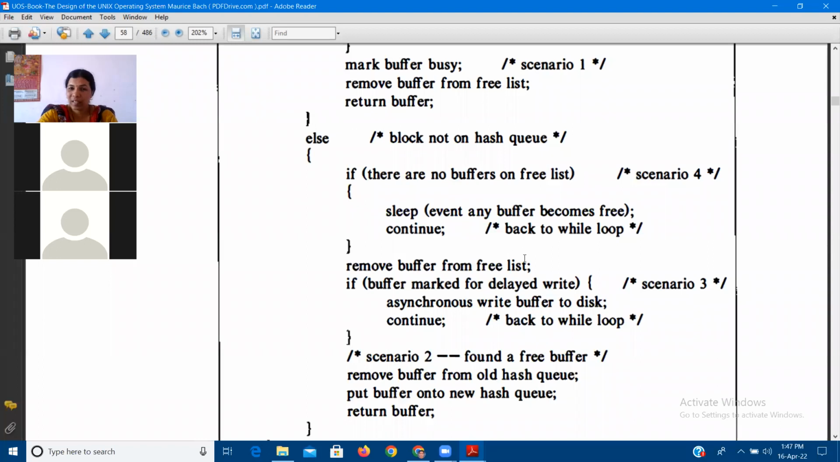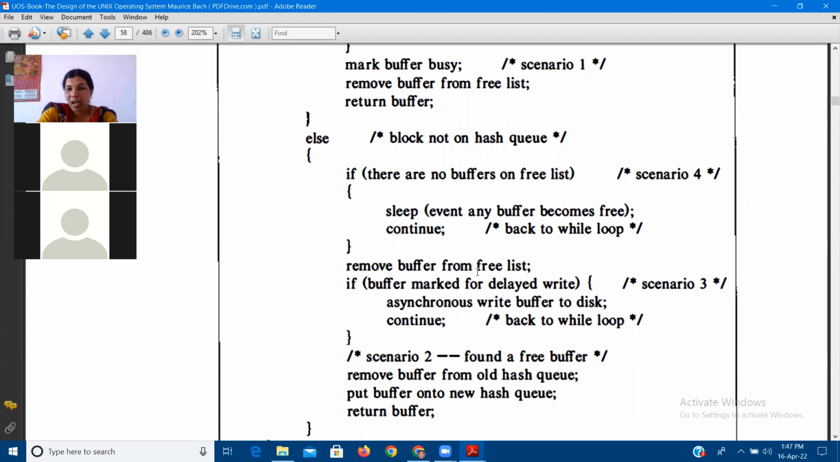फ्री लिस्ट मध्ये जर बफर असतील, फ्री बफर्स असतील तर तो काय करेल, अकॉर्डिंग टू सेकंड सिनेरिओ इट रिमूव्स दॅट बफर फ्रॉम द फ्री लिस्ट. कुठला बफर रिमूव्ह केला जातो, जो हेडला आहे. अकॉर्डिंग टू सेकंड सिनेरिओ the buffer will be removed from the free list. So the buffer which is at head that will be removed.